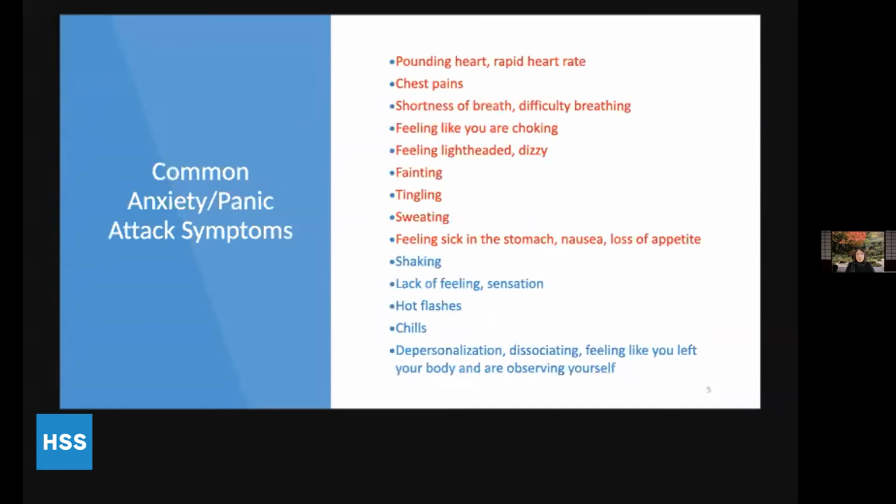I also want to highlight some common anxiety and panic attack symptoms. The ones in red can also be experienced with cardiac disease, such as a heart attack. So for example, someone could be experiencing chest pains, shortness of breath, dizziness, tingling, and fear that they're having a heart attack. And after going to the hospital, they're told it was actually a panic attack. Now this can be very frightening and confusing.